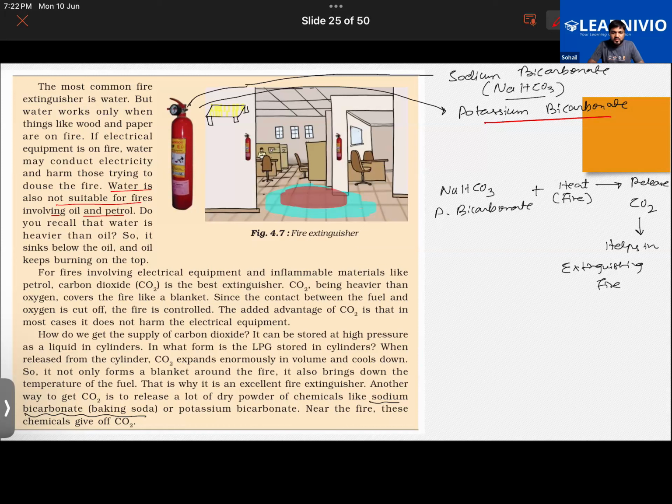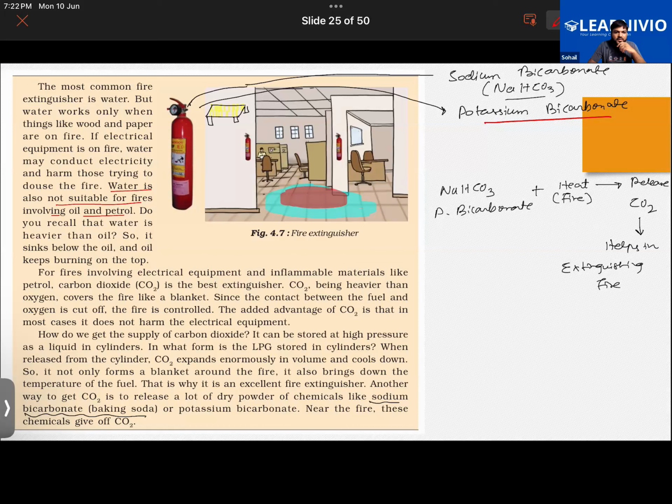So if at home you have baking soda, and there's a small fire, it can be used to extinguish it. Now explain why, if a fire is caused by electricity, it should not be extinguished by pouring water on it. Yes, can I tell? Yeah, sure. Because water is a good conductor of electricity.